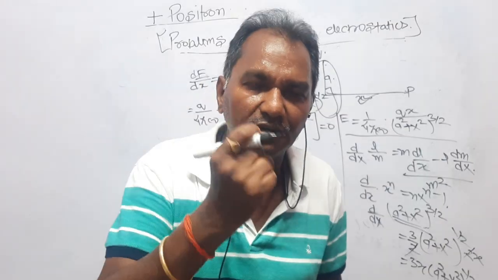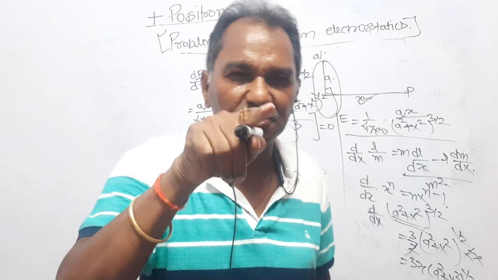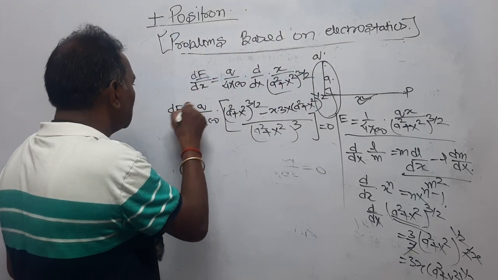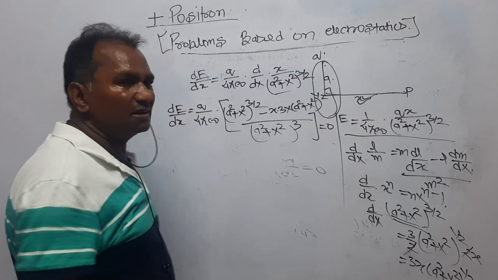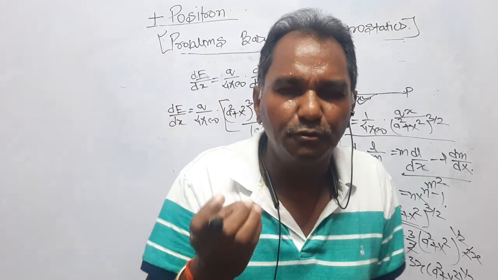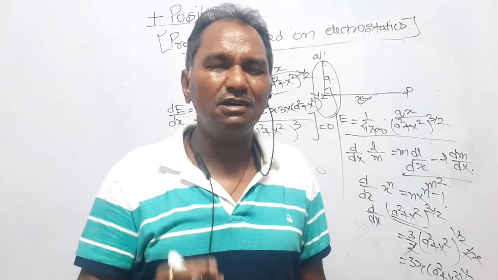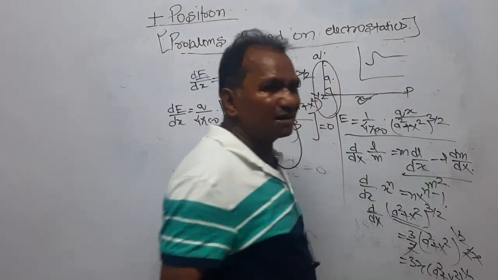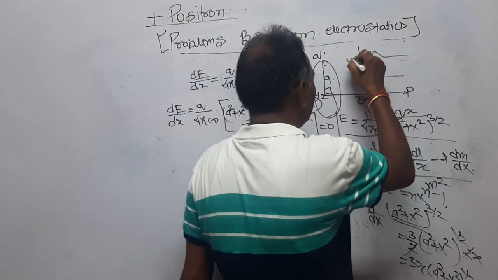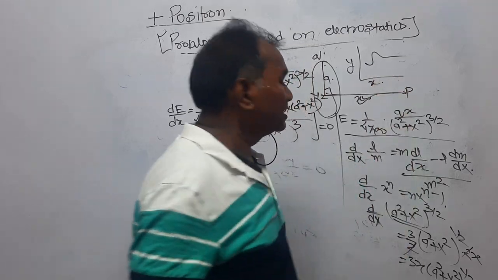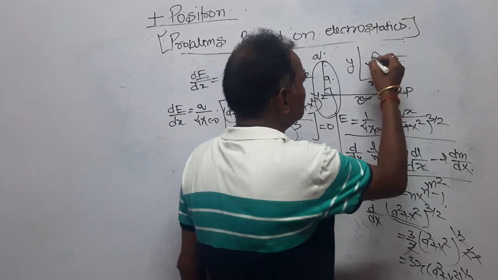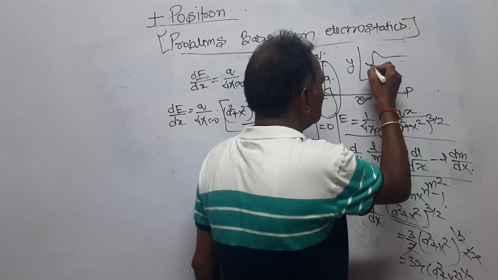We are trying to find out the value of x for which E will be maximum. So for the maxima and minima, we have applied dE upon dx equal to 0. Why do we put 0? Actually, if the graph is between y and x, you can understand it at a glance. This is a graph between y and x, then the maxima is this and the minima is this.